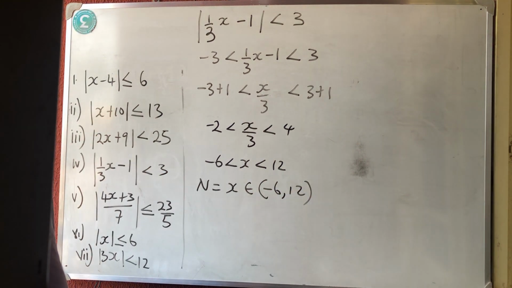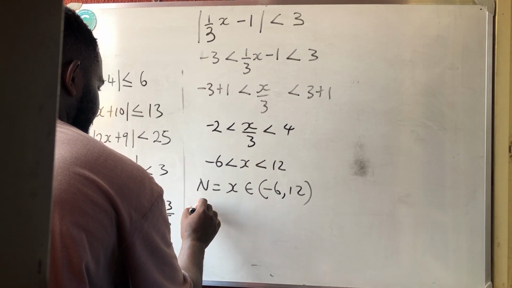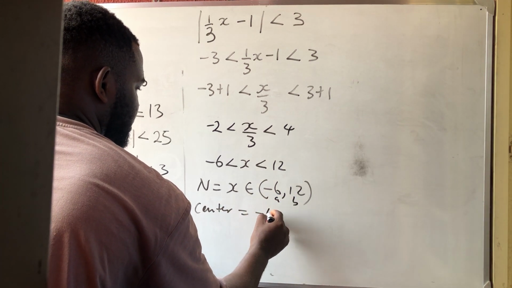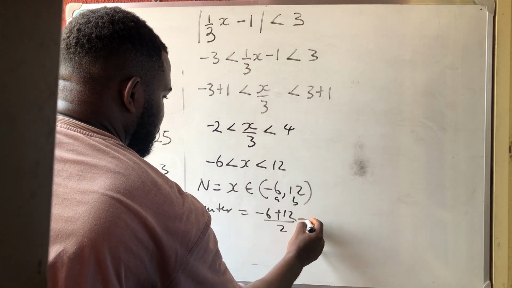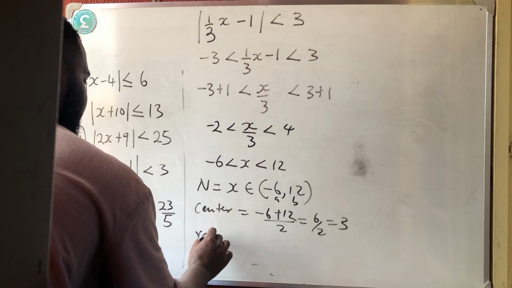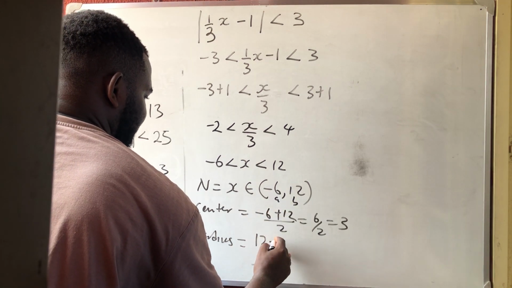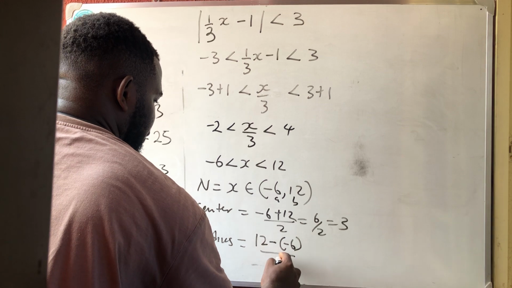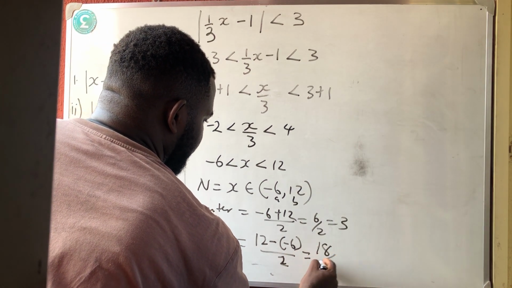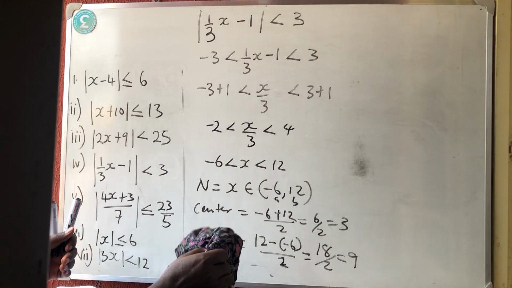Okay. So the center now, this is A and B, is equal to minus 6 plus 12 all over 2, which is what? 6 over 2, which is 3. Then the radius, B first before A, so I have what? 12 minus 6 all over 2, which is equal to what? 18 over 2, which is equal to what? 9. So that is that.